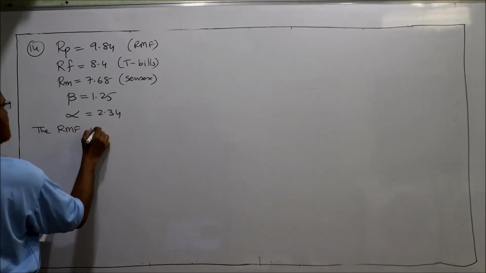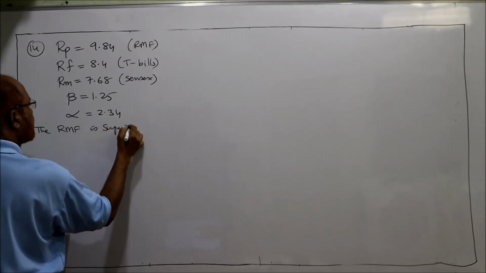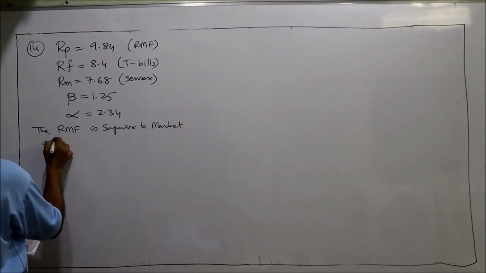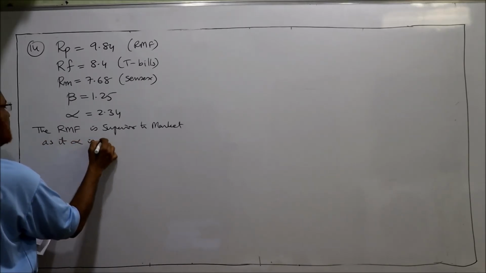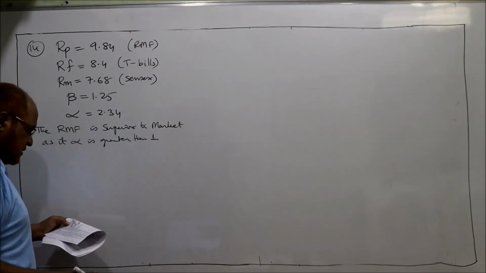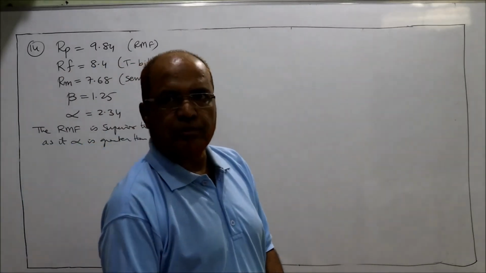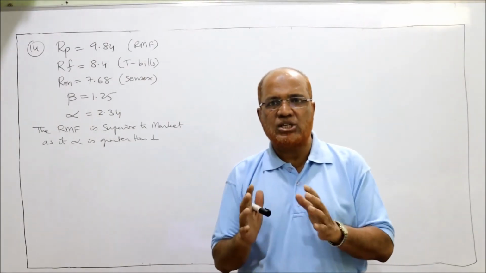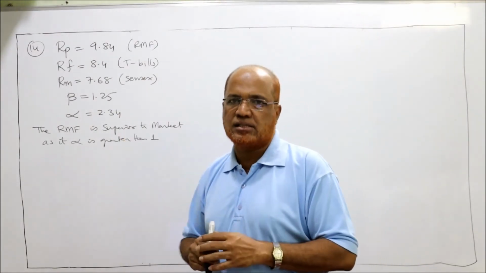The RMF is superior to market as its alpha is greater than 1. That's it. This is the conclusion. So you copy down the answer, you make your own calculations and check. You should get this answer.